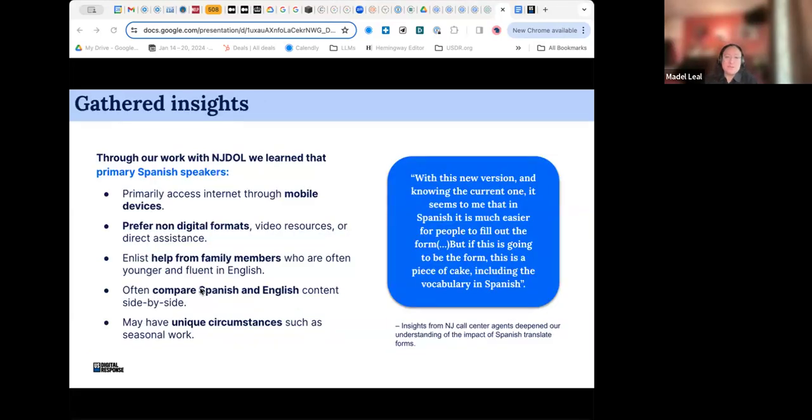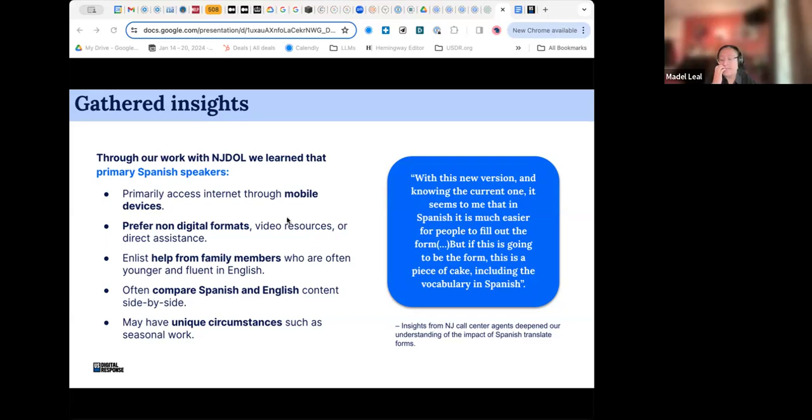I'll quickly talk through some insights that we learned, primarily from the Spanish speakers we spoke to in the research process. We found that it's important to have a diverse medium of platforms on how they can receive information, because most Spanish speakers access information through their mobile devices, or they also prefer non-digital formats, video resources, so auditory. Having that auditory note in the previous presentation was helpful.